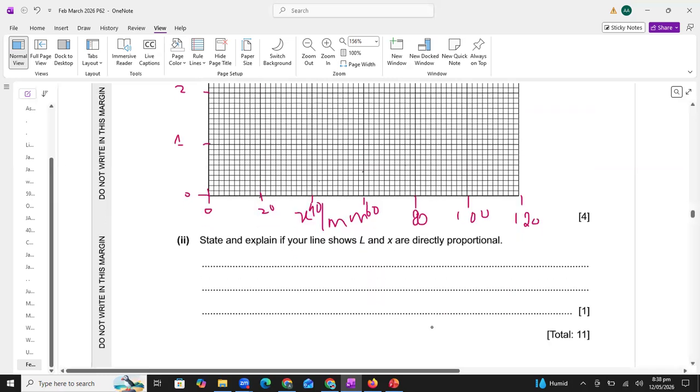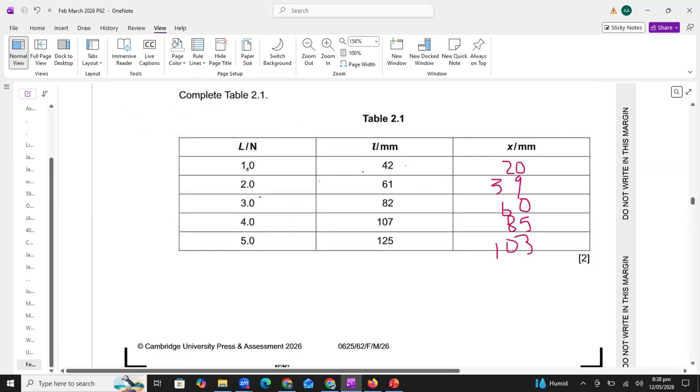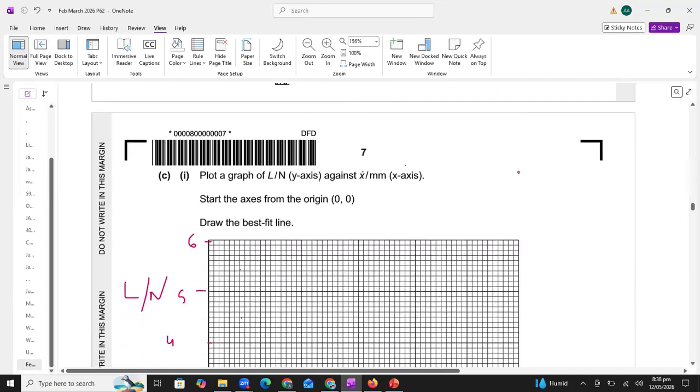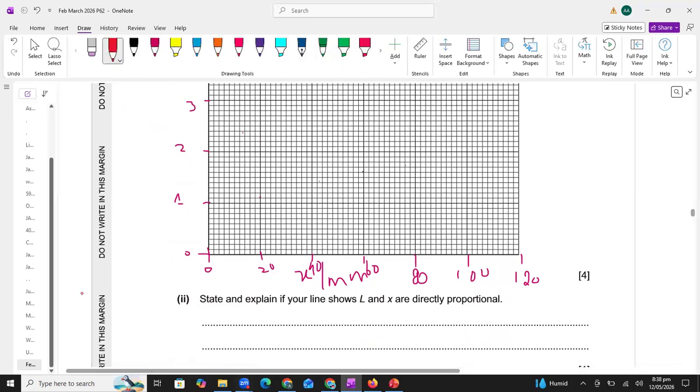Now we have to start plotting this graph. So you can see the first load is 1 Newton and extension is 20 millimeter. So load is 1 Newton and extension is 20 millimeter. So I'm going to change the color. I'm choosing the red color. For load 1 Newton, extension 20 millimeter, we have to place the cross here.